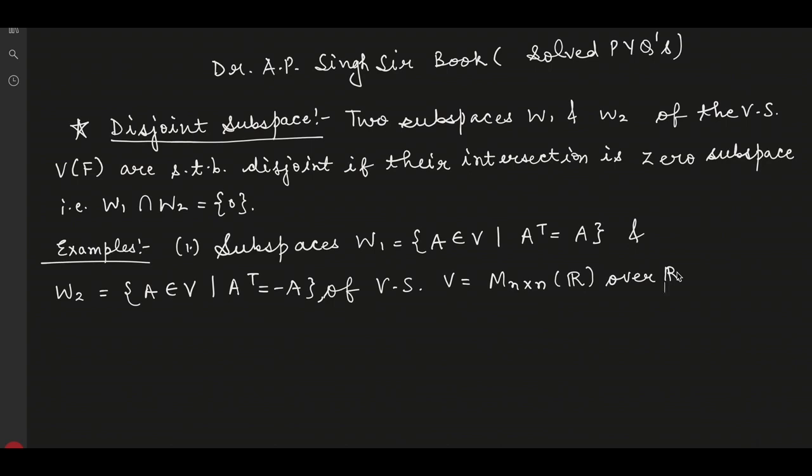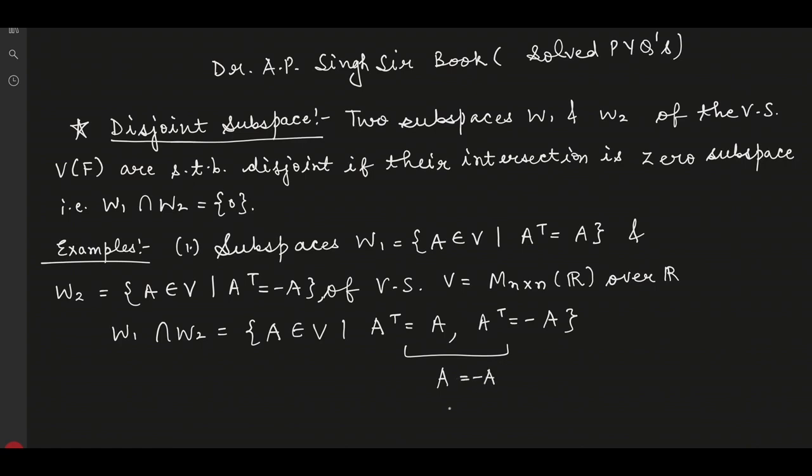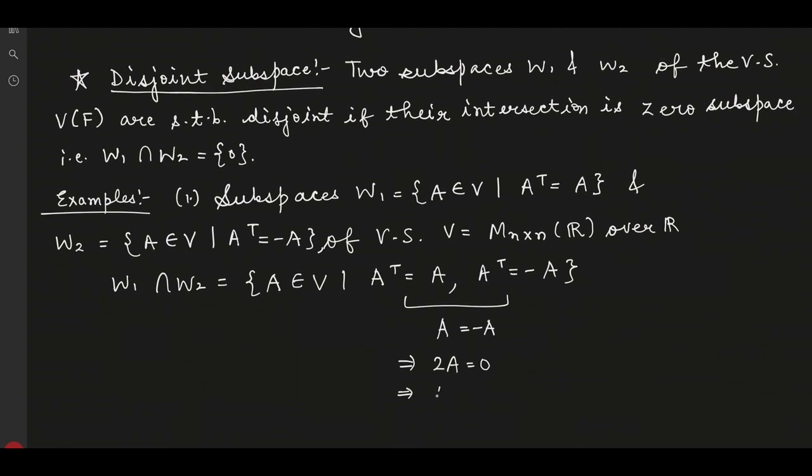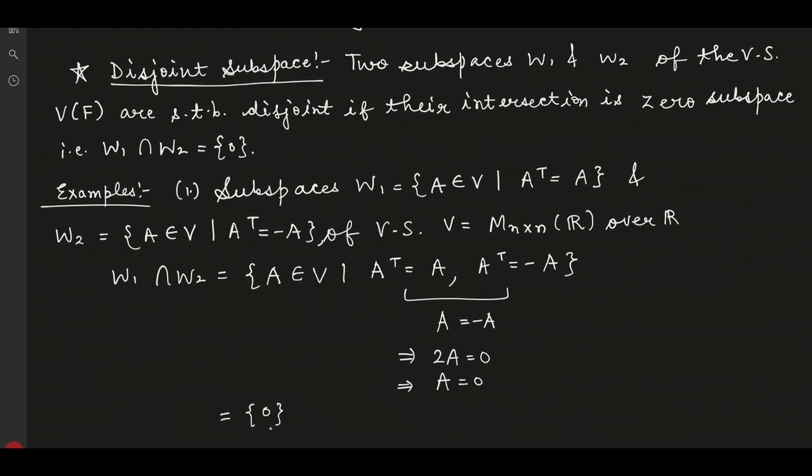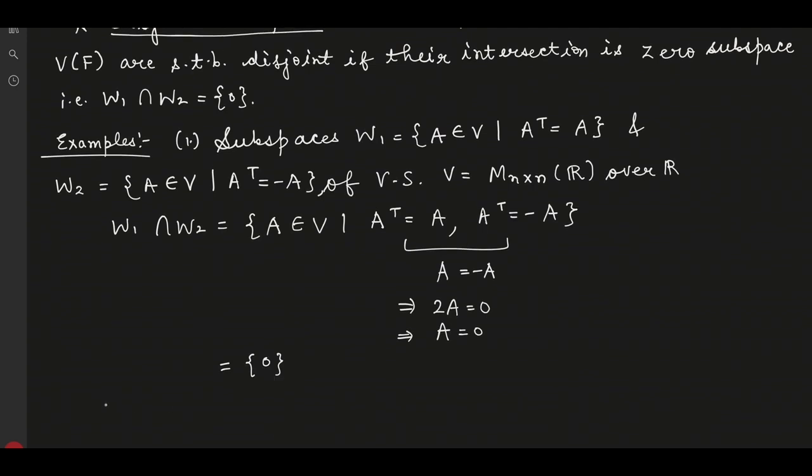They are not. W1 intersection W2: A belongs to vector space V such that A transpose is equal to A and A transpose is equal to minus A. So by combining these two conditions, I can say like this: A is equal to minus A, 2A is equal to 0, means A is 0. So they are disjoint. Their intersection is coming to be singleton 0, the zero subspace, right? Okay, right. Yes, got it.